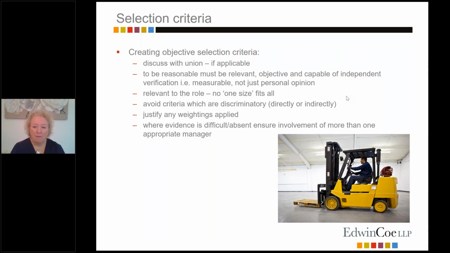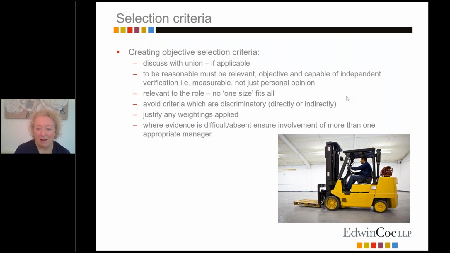Now, talking about relevance to the role, that's a matter of fact in each situation. When I'm drafting selection criteria, I always start with the job description for the role and base the criteria on that. It goes without saying employers should avoid criteria which are discriminatory, either directly or indirectly.